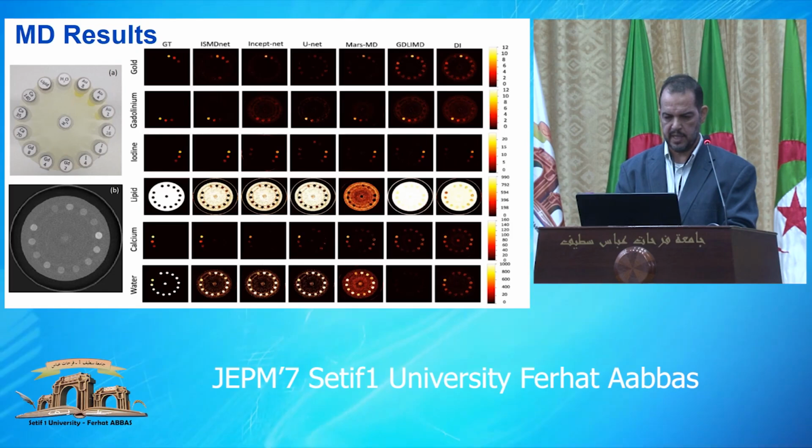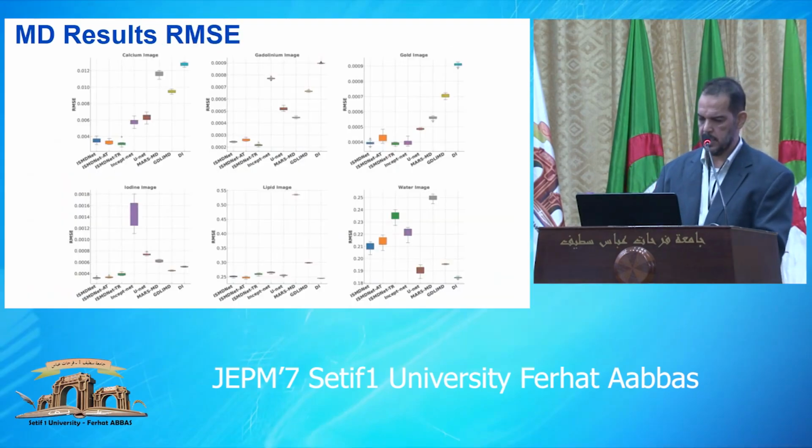Let's look at, for example, gadolinium. Gadolinium is here. So you have 2, 4, and 8 milligrams per mil, and this is the ground truth. This is the ISMD net, this is the basic UNet, and these are 2 other deep learning methods. This is the Mars MD, and other three mathematical methods. Okay, iodine, same thing.